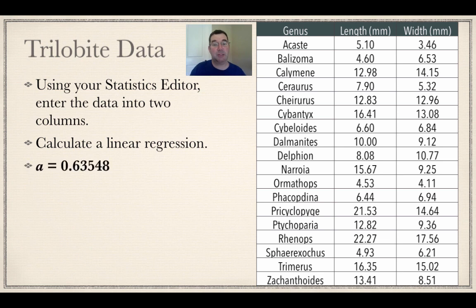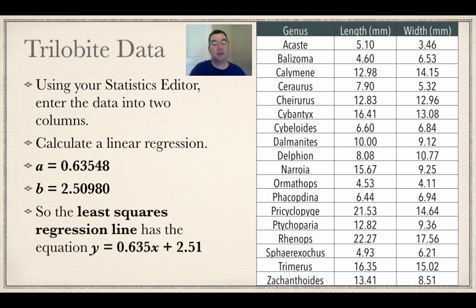You'll see that a, which is going to be the slope, is 0.63548. You'll see that b is going to be 2.50980. That's going to be your y-intercept. So that means that what we call the least squares regression line has the equation y equals 0.635x plus 2.51, and that's just rounding that a and b to 3 significant digits. If you want to keep them more accurate, please do. That, of course, makes all of your answers after this point much more accurate as well.